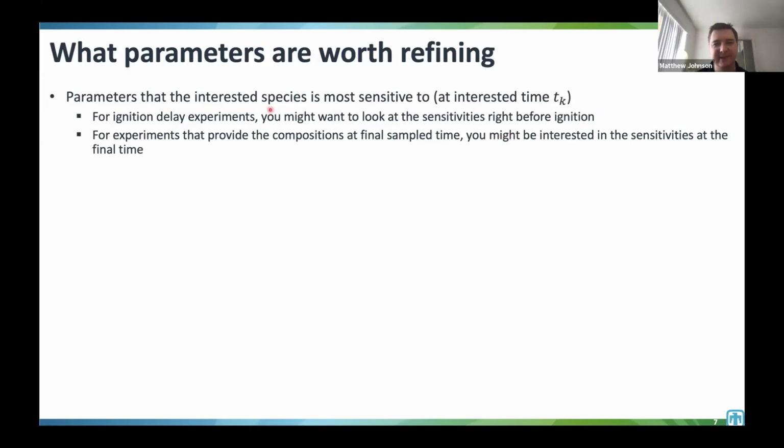Now, picking your time point is going to depend heavily on what reactor or what experiment you're comparing to. For ignition delay, you would want to look at the sensitivities right before ignition. A lot of flow tube experiments will usually provide the compositions at effectively a final sampled time, and so usually you'll be interested in the sensitivities at that final time. The most important thing is to not run the sensitivities at a time when no chemistry is happening. That's probably the most key thing, but where you pick that time point is going to vary a lot per reactor.